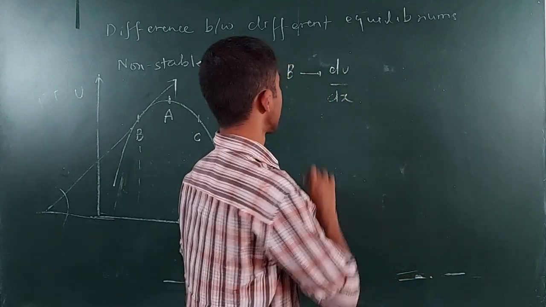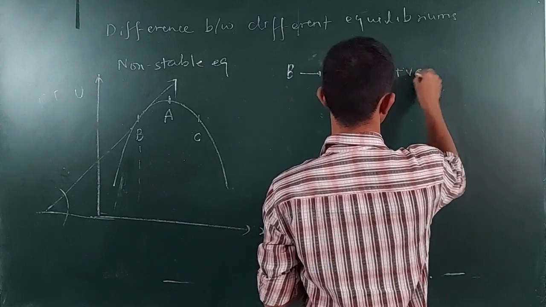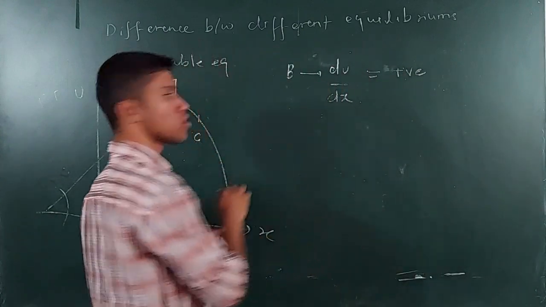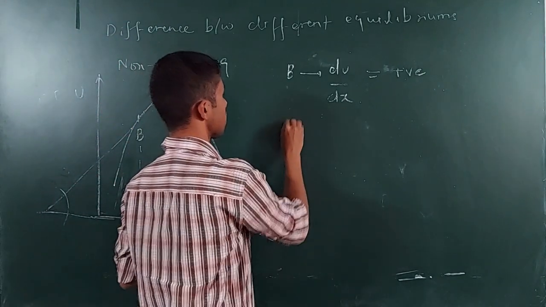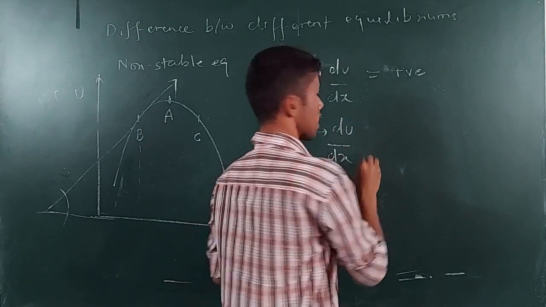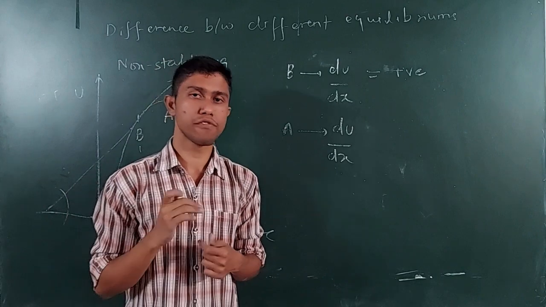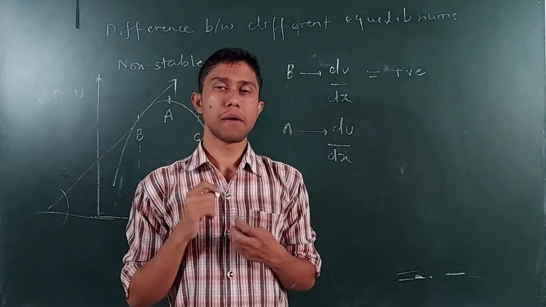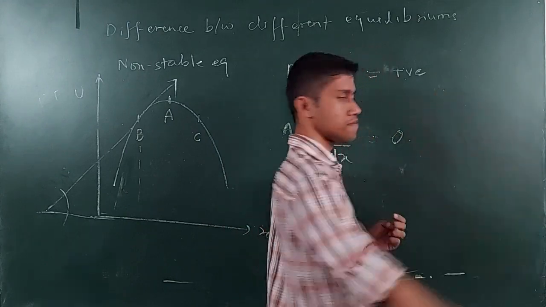Okay, so in front of B, I will write du by dx is positive. Now I will go towards point A, which is the second point in our journey. For point A, what is du by dx? No need to find out, because I know point A is the equilibrium point, and for an equilibrium point the slope is 0. So this is the 0.